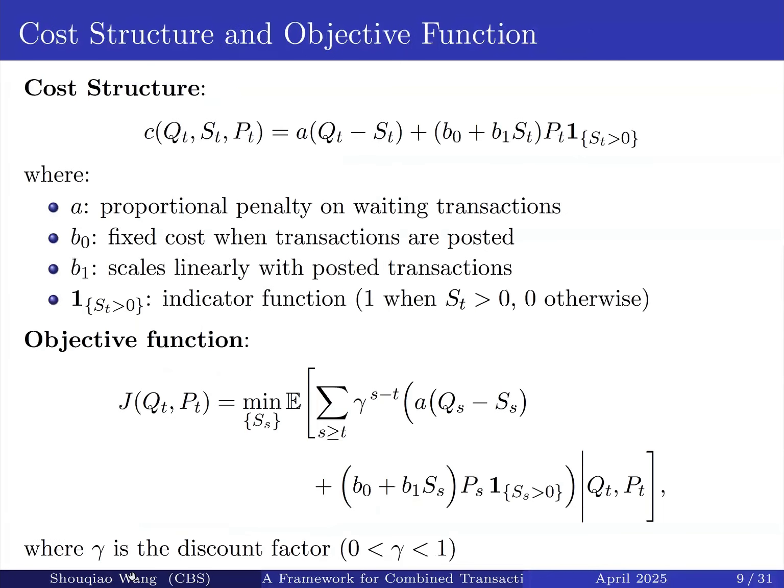The cost incurred at time t is given by this equation. As you can see, the first term represents a penalty on waiting transactions, while the second term captures the posting cost, where B0 is the fixed cost when transactions are posted, and B1 scales linearly with the number of posted transactions. Our objective is to minimize the expected cumulative discounted cost. Here, gamma is a discount factor from 0 to 1.